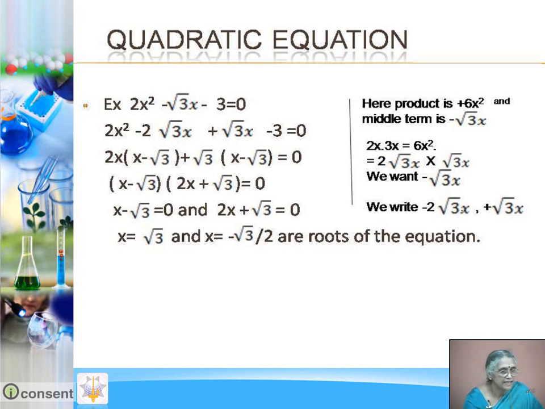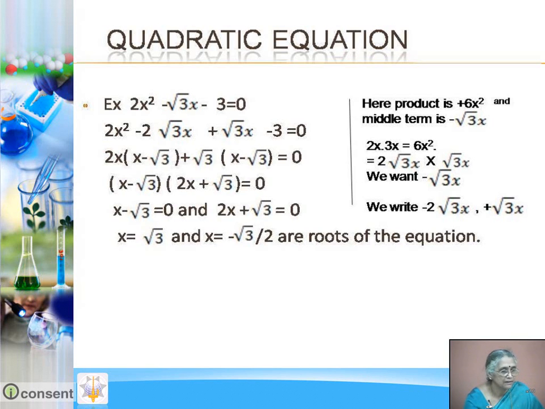So we write 6x square as 3x into 2x. Instead of 3, we write root 3 into root 3 because we want root 3 there. So we write 2 root 3x into root 3x for 6x square. As we want minus root 3x, we write minus 2 root 3x plus root 3x. So equation is now 2x square minus 2 root 3x plus root 3x minus 3 is equal to 0.